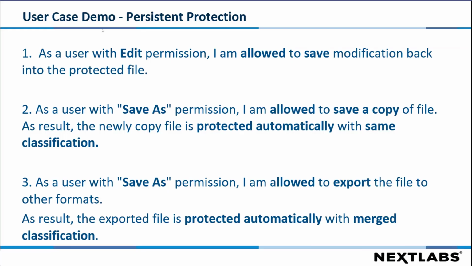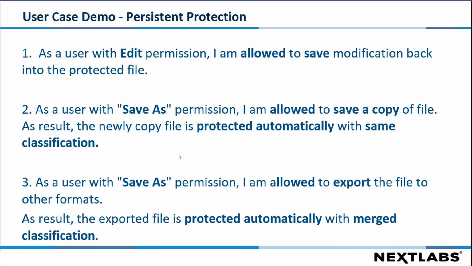The last segment will highlight persistent protection. I will demonstrate this through 3 scenarios. The first scenario is a user with edit permissions. I'm allowed to save the modification made back into the protected file. Second is a user with save permissions. I will be allowed to save a copy of a file. As a result, the newly copied file is protected automatically with the same classification.